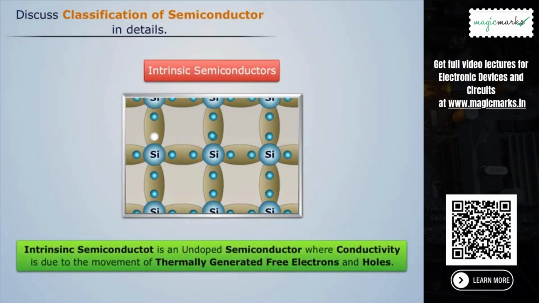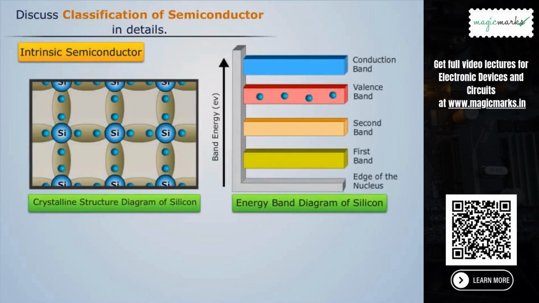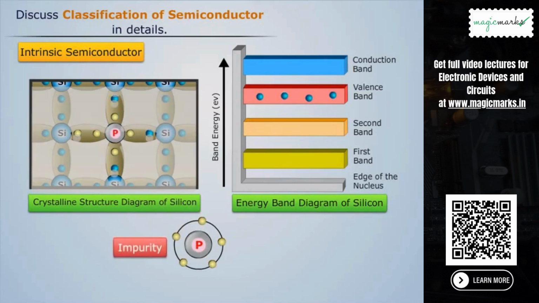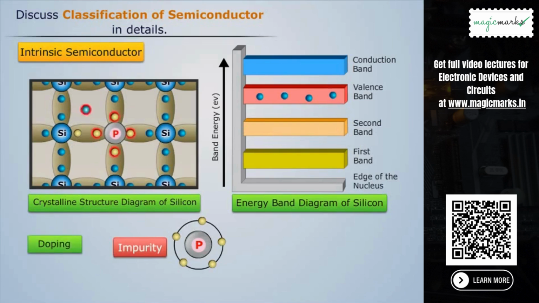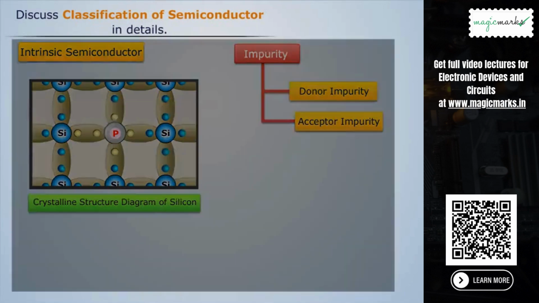Thus, we can say that an intrinsic semiconductor is an undoped semiconductor, where conductivity is due to the movement of thermally generated free electrons and holes. We have studied that an intrinsic semiconductor has negligible conductivity at room temperature, so it is not of much use. To improve its conductivity, impurity is added to a pure semiconductor, and this process is known as doping. Impurity can be of 2 types, donor impurity and acceptor impurity.